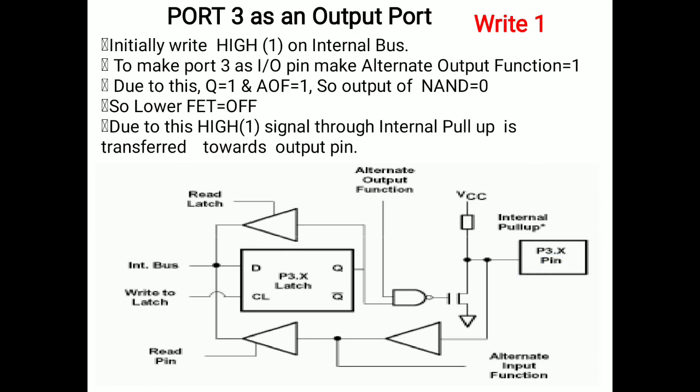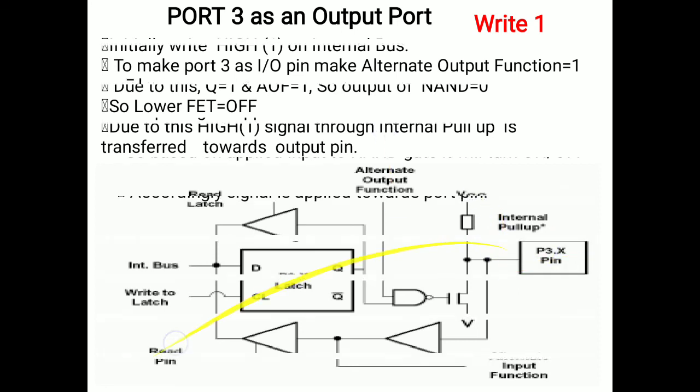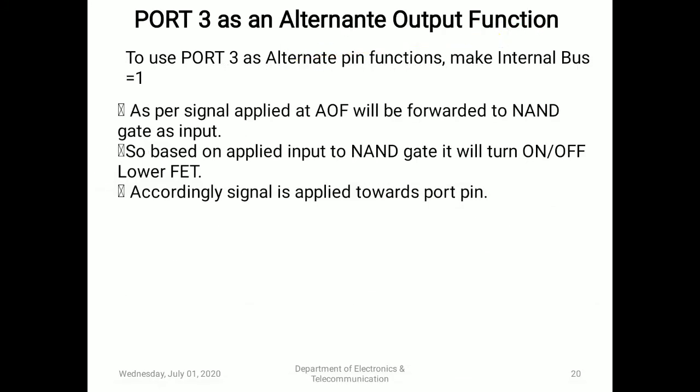And if 1 is there, in that case 1 is already the other input, so 1 1, the output of the NAND gate becomes 0, so it turns off the lower FET, and whatever signal comes after VCC and the internal pull-up is applied to the pin. So for 1, it again receives 1. In this way, the alternate pin function status is retrieved with the help of port 3's pin. So this is related to the function of port 3.